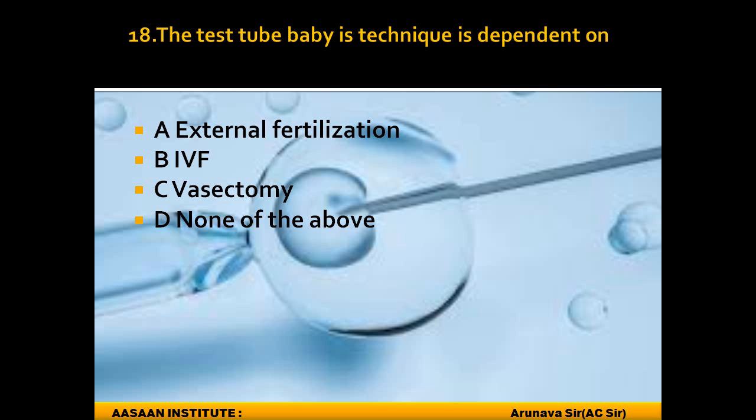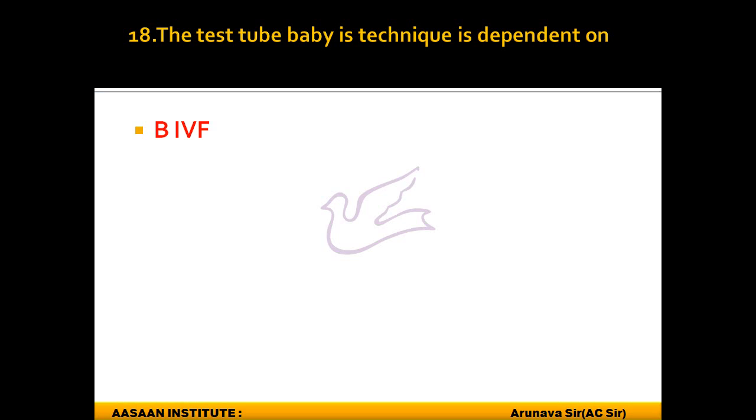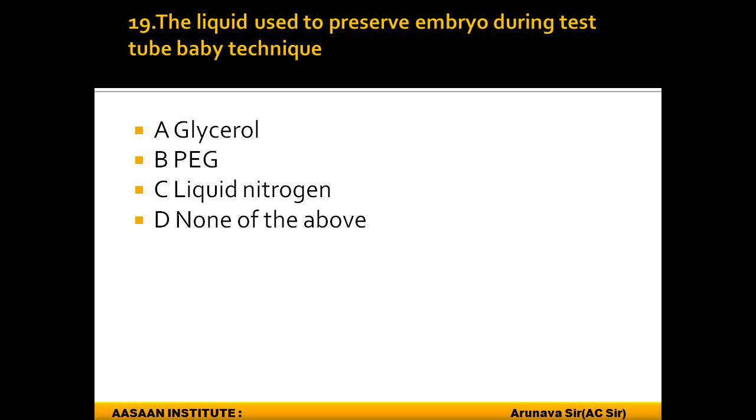Question number 18. Now the test tube baby technique, most commonly called IVF, is ultimately dependent on in vitro fertilization, that is related to external fertilization, but it happens in the laboratory under well equipped conditions. So it is called IVF or in vitro fertilization. So our option B is the right option. Now go to our next question, question number 19.